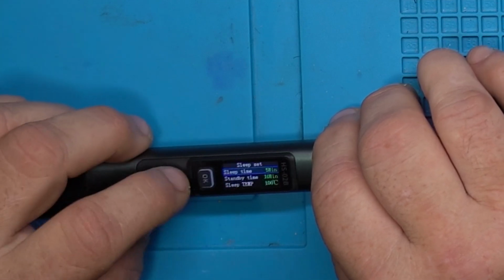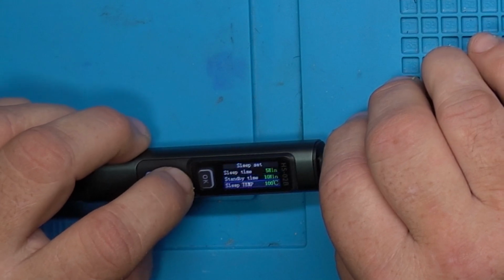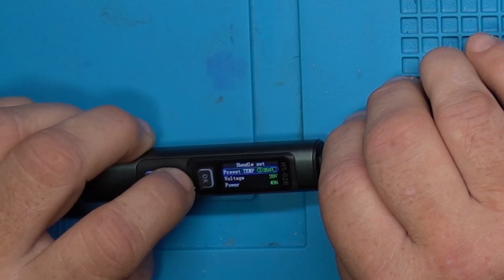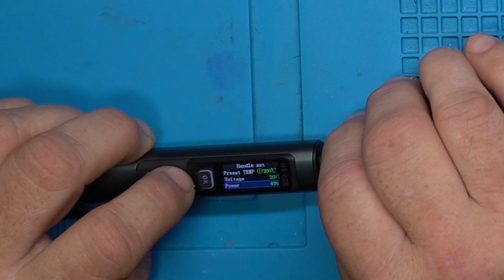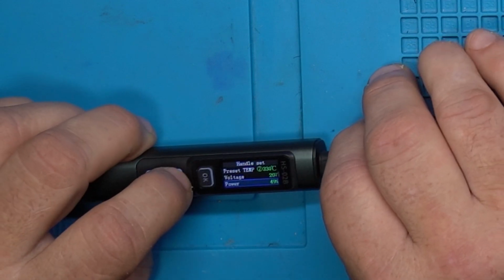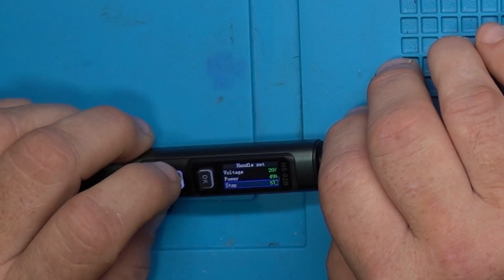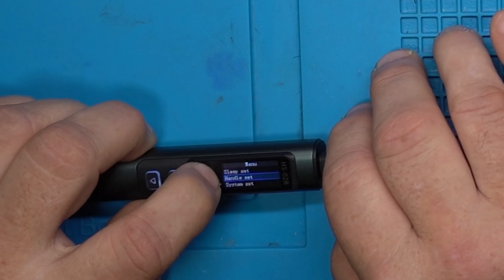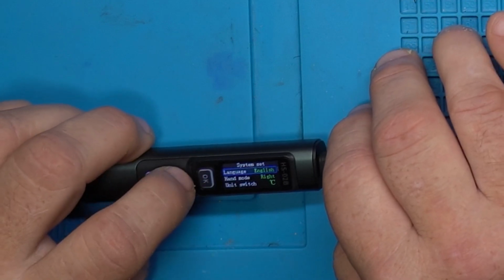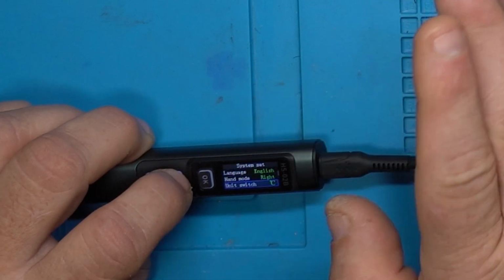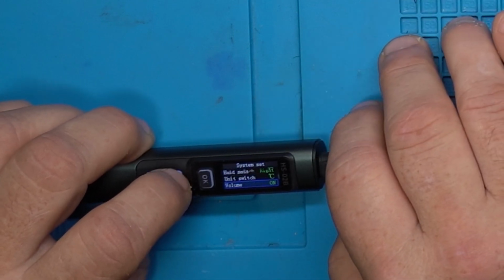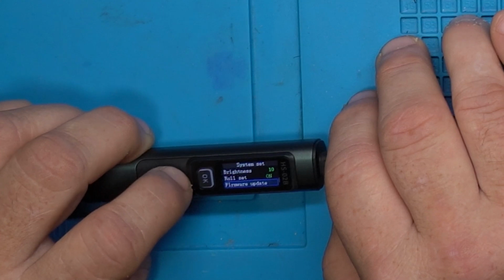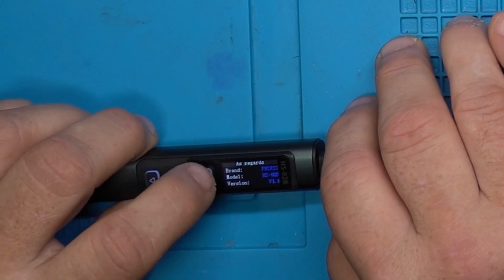So we've got sleep set. In here, you've got sleep time, standby time, sleep temp, and that's it. Go down to handle set, and you have preset temperature, voltage, power, which this one's set at 49, that's probably from the tests I did prior. Step, 5 degree increments. Temp calibration, again, the video's out there already on that. System set, you've got language, hand mode, right or left hand, units, Celsius or Fahrenheit, volume, brightness, roll set, turn your rolling letters on and off, numbers. Firmware update unused, and about, again, 1.8.